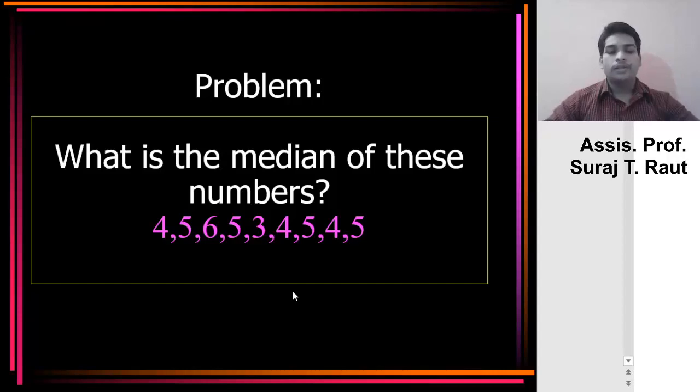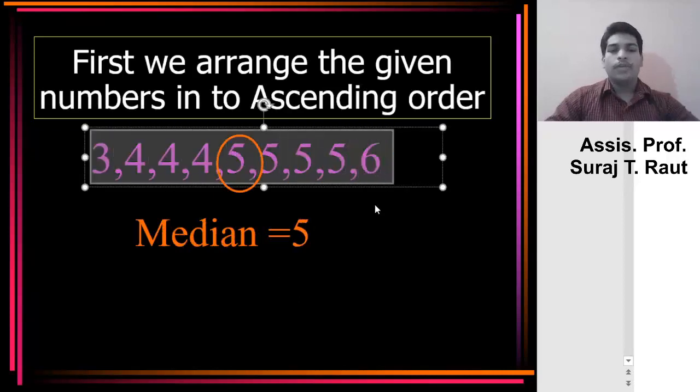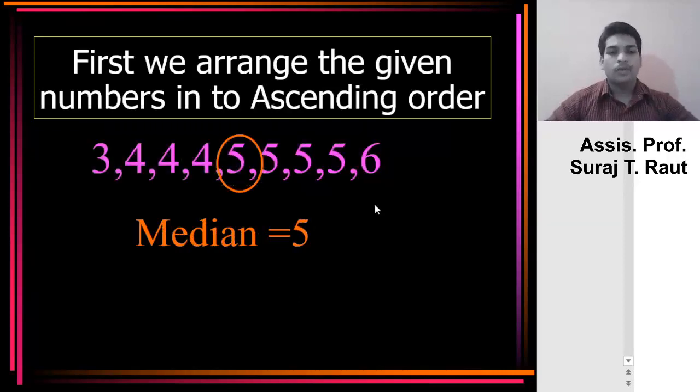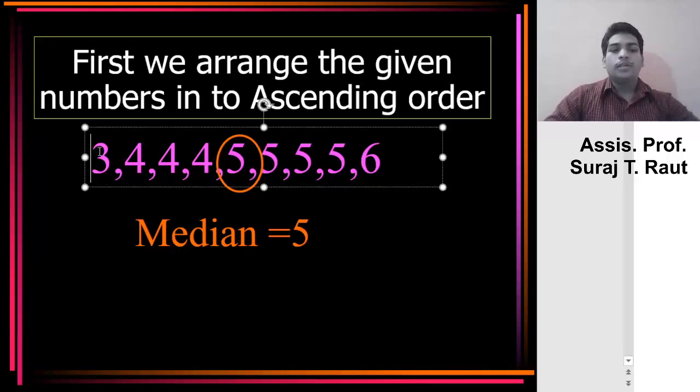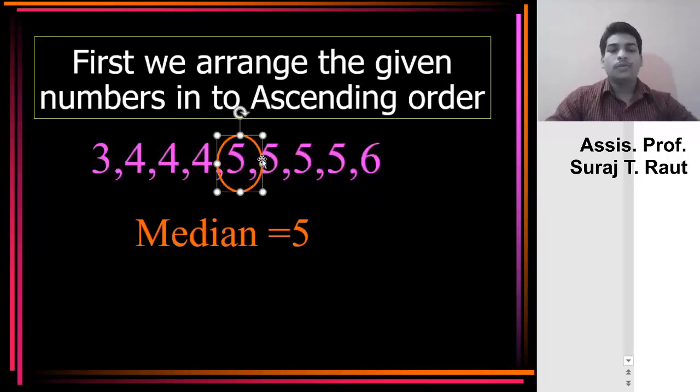First, we have to arrange these numbers into ascending form, meaning smallest to largest. Suppose its smallest to largest form is this. We know that here 9 numbers are given. Therefore, our formula is (9 plus 1) upon 2th observation, which means 9 plus 1 is 10, 10 upon 2 is 5, the 5th observation. So if we arrange the given data into ascending form and see the 5th observation, which is 5, therefore here the value of median is 5.